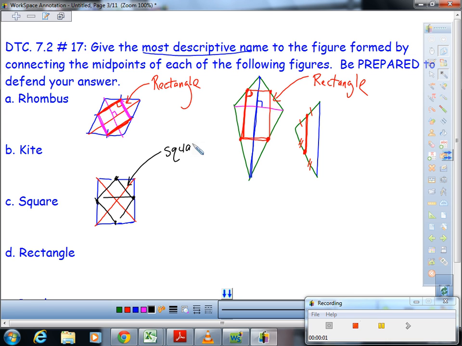So why was this one a square and the other ones were rectangles? Because in a square, the diagonals are not only perpendicular, but they're also congruent. So if we said this was half of the red diagonal, and this was half of the red diagonal, then you know that they're equal to each other. What about a rectangle? How?